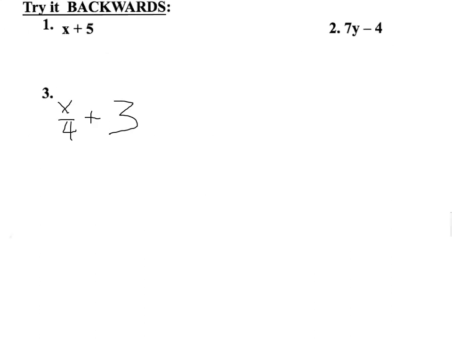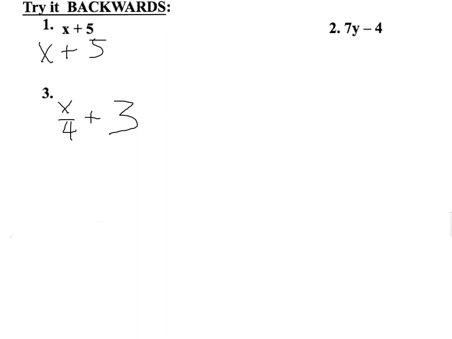Alright, in the previous ones, we took words and we turned them into math terms. Alright, here we're going to do it backwards. We're going to take the math terms and try to turn it into words. So look at number 1, it says x plus 5. We can write that as just x plus 5.